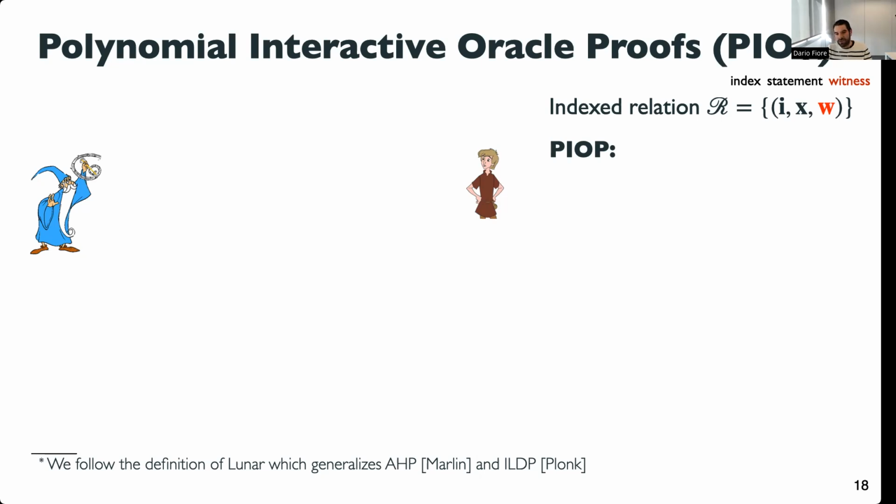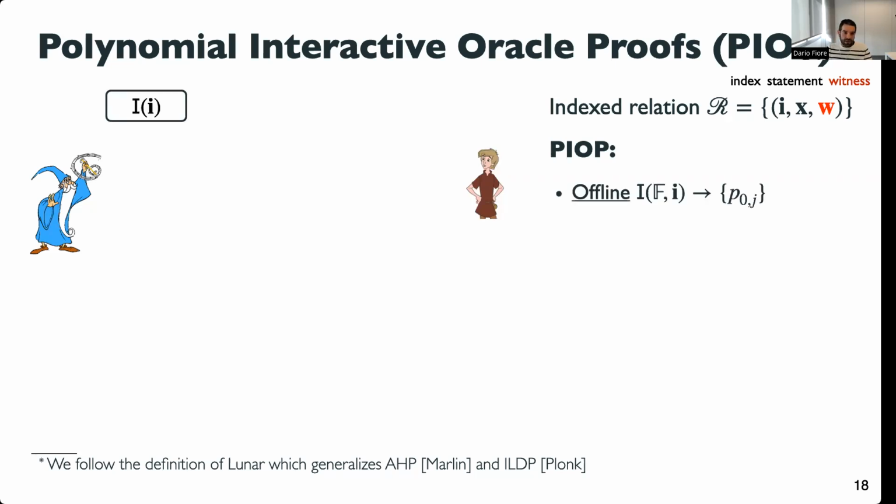A classical example is that R could be the family of relations that contains all circuits of a certain size and all statements for which the circuit is satisfied. The index models which circuit you are going to use. The statement is the input of the circuit, and the w is the private input of the circuit, for example.